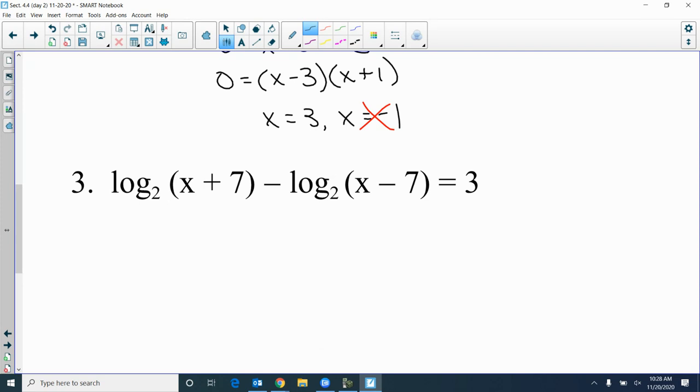Now I got a minus in between that. So log base 2 of x plus 7 minus log base 2 of x minus 7 equals 3. All right, when you got a minus, you don't multiply. Remember what we do? We divide. All right, so do that step and then just think about where you're going.